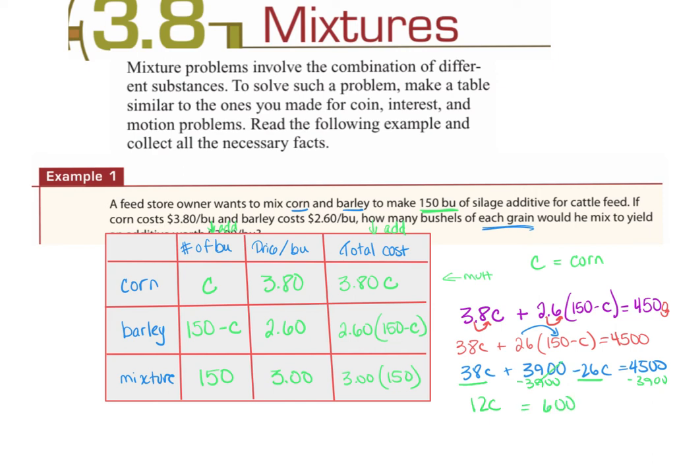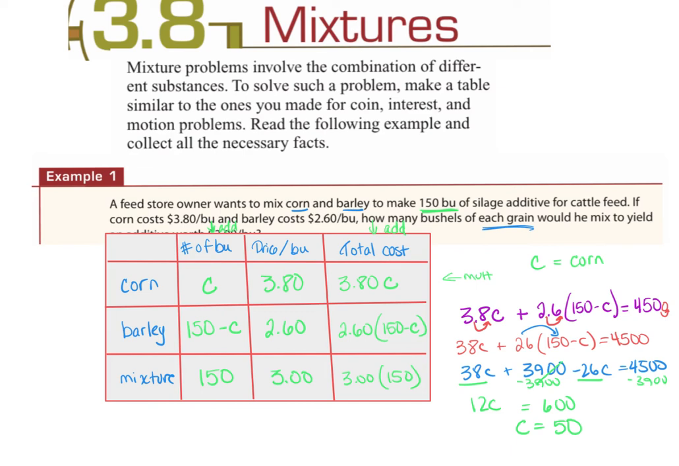That's perfectly divisible. 600 divided by 12 is 50, right? Should be 50, right? 60 divided by 12. All right, what did I solve for? What did I solve for?